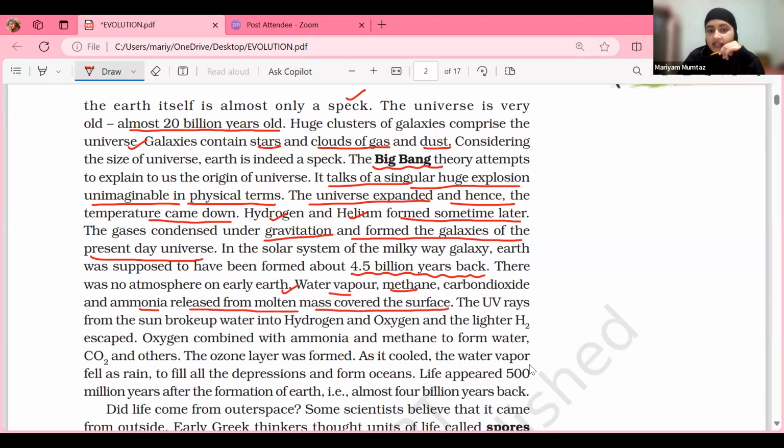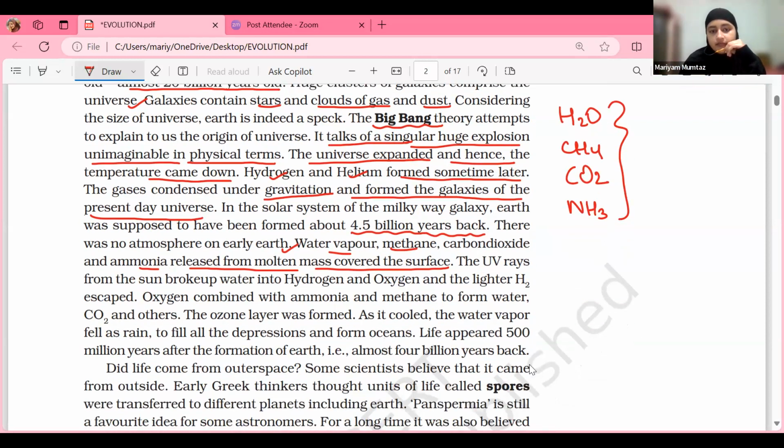Now, see what are the things that we are seeing here? Water vapor, methane, CH4, carbon dioxide, and ammonia, NH3. Remember these gases, because this is going to come in the next topic also. Now, the UV rays, the ultraviolet rays from the sun, broke up water into hydrogen and oxygen, right? When water is split, we have hydrogen and oxygen, isn't it?